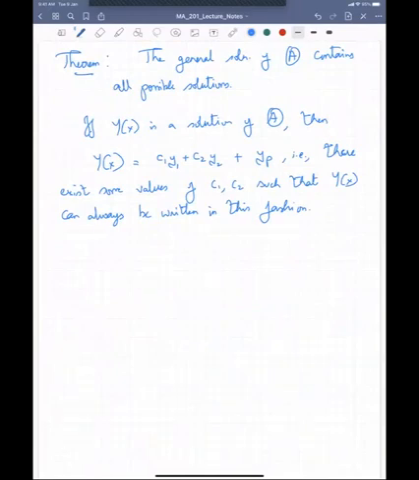Okay. So we'll stop here for today, and then we will take this up next lecture where we will discuss how to figure out yp.